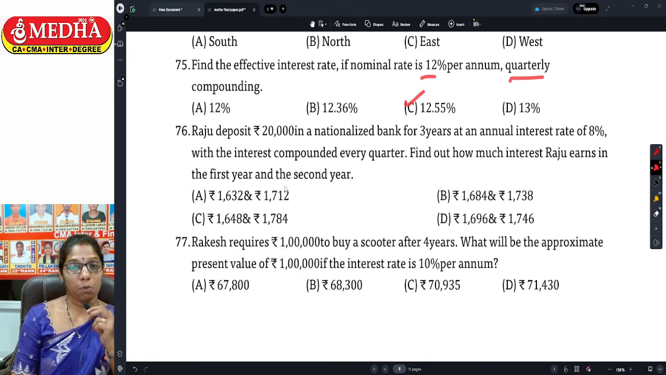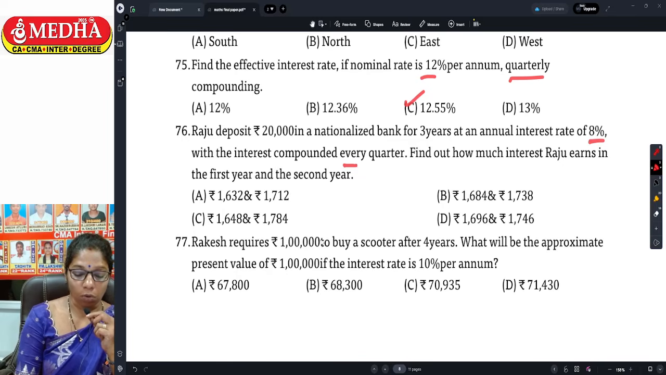Next, Raju deposited 20,000 rupees in a nationalized bank for 3 years. The annual rate of interest is 8%. The interest is compounded every quarter.